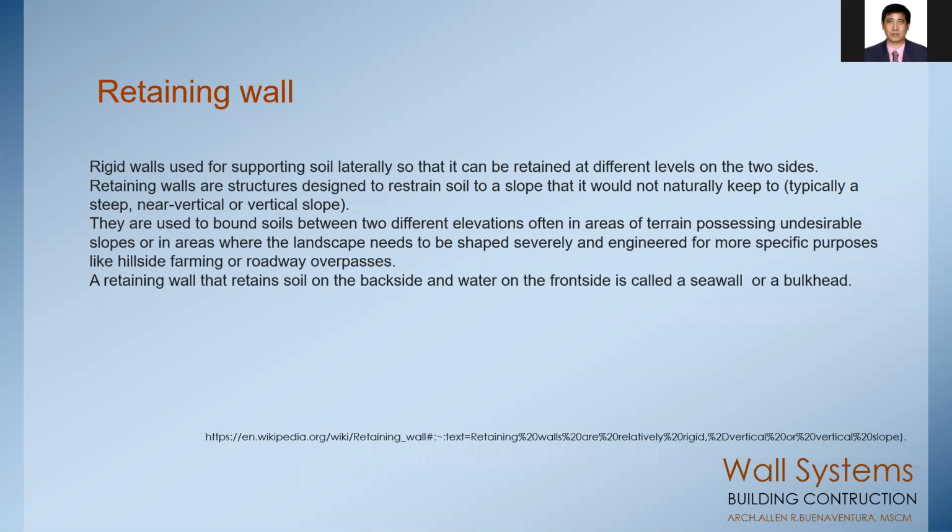They are used to bound soils between two different elevations, often in areas of terrain possessing undesirable slopes or in areas where the landscape needs to be shaped severely and engineered for more specific purposes, like hillside farming or roadway or overpasses. A retaining wall that retains soil on the backside and water on the front side is called a seawall or a bulkhead.